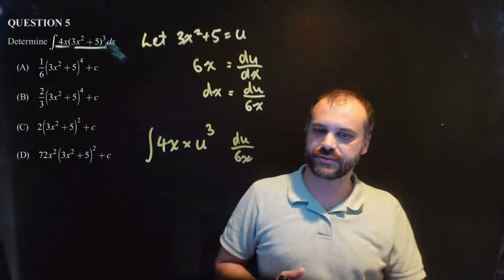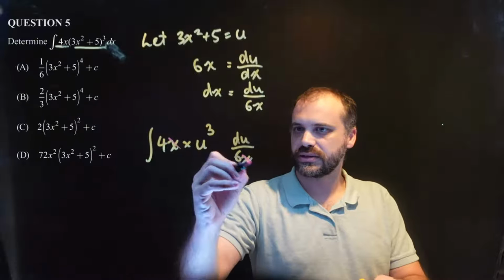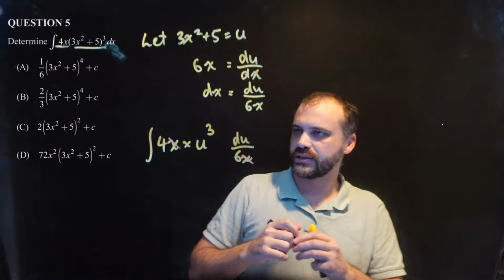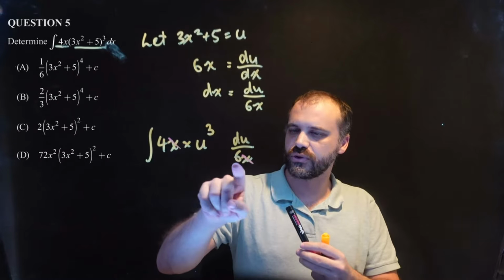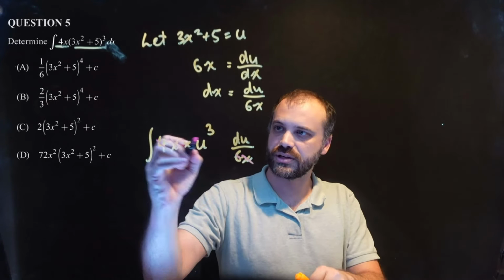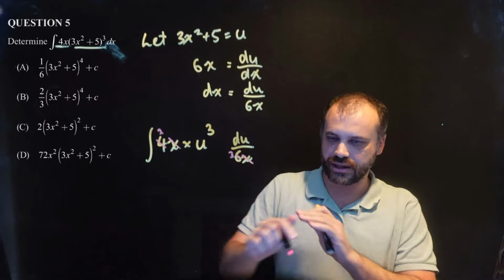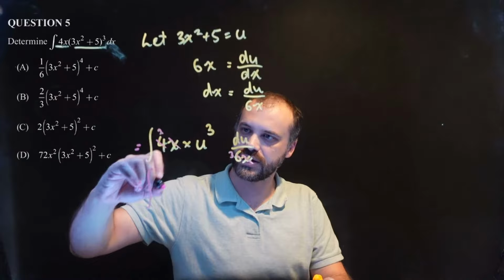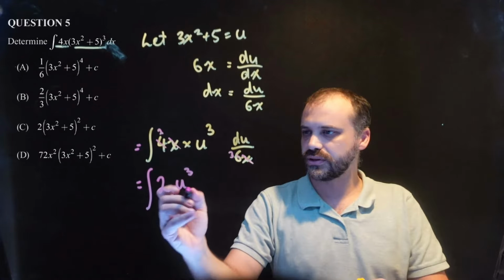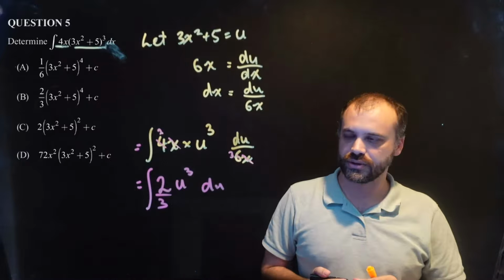Okay, so what happens here? The x and this x here, they can cancel each other out, top and bottom, right? And so now we've also got this 4 and this 6, and they can cancel each other out as well as 2 and 3. All right, so bringing this all together now, we get equals the integral of 2 u to the 3 divided by 3 with respect to u.